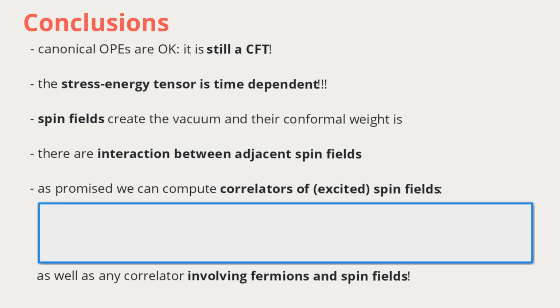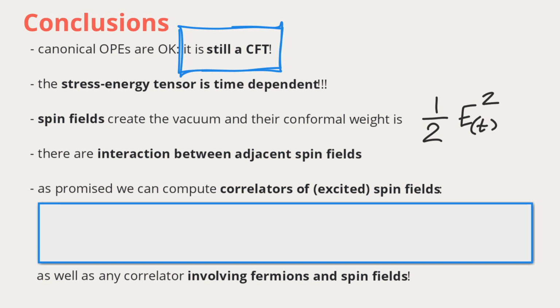However, even though it is time dependent, it is coming from a conformal field theory, since, and you might have to trust me on that, its canonical OPEs are perfectly okay. And this is quite a remarkable result in which a time-dependent stress tensor comes from a still conformal field theory. From the second-order singularities, we learn that there are indeed spin fields creating the vacuum. And from the first-order singularities, we also learn that spin fields are interacting among them.